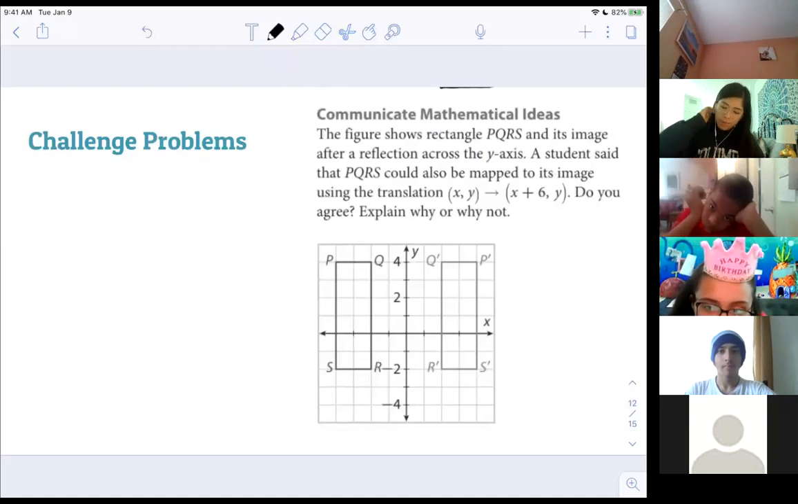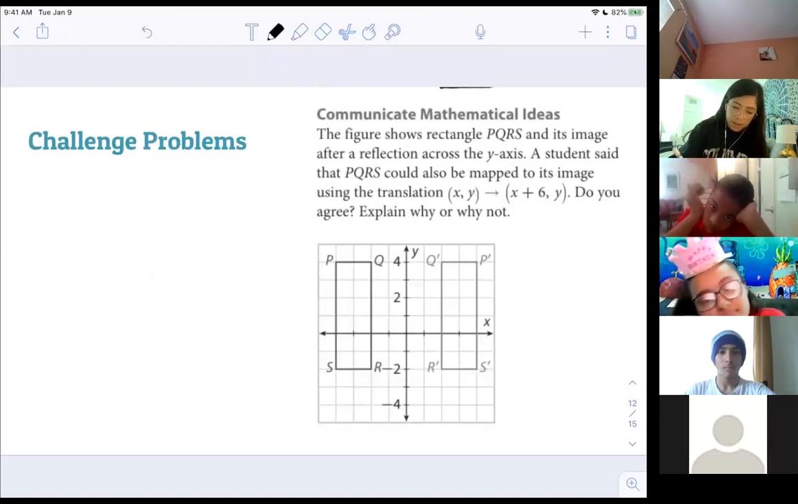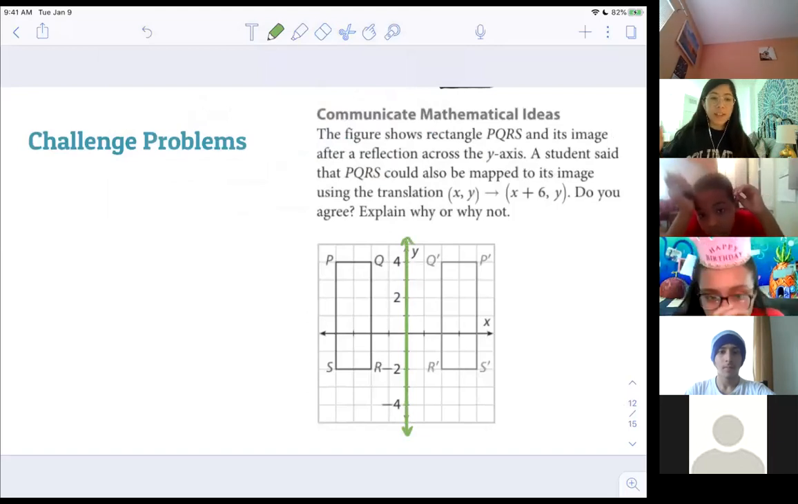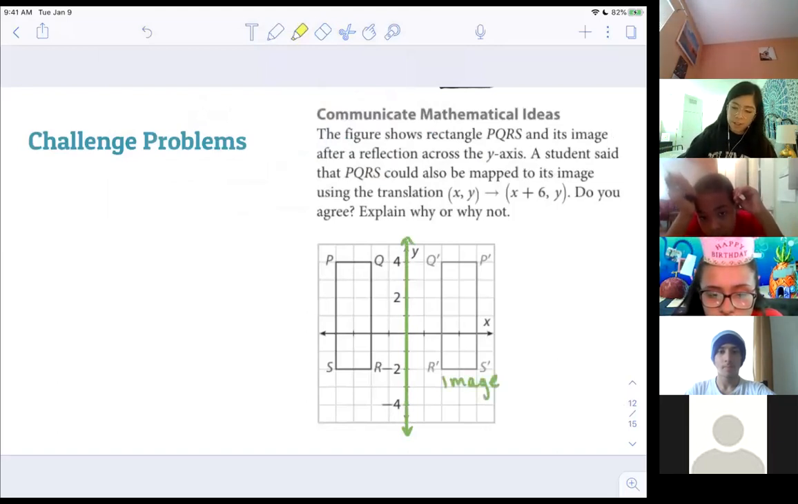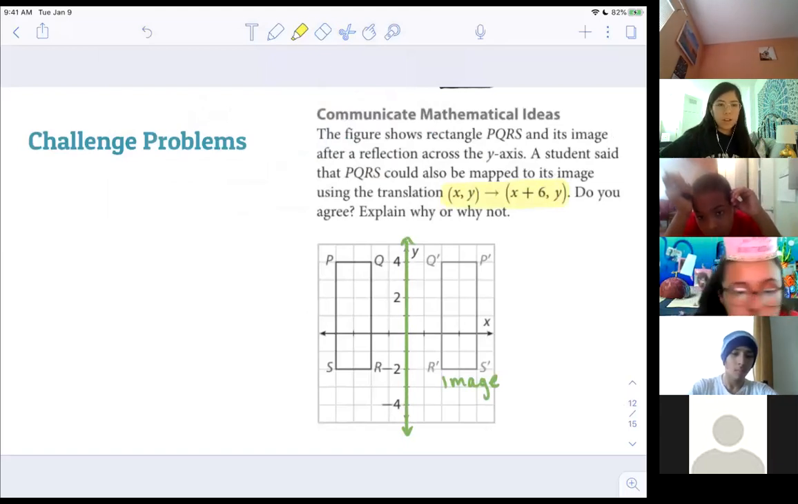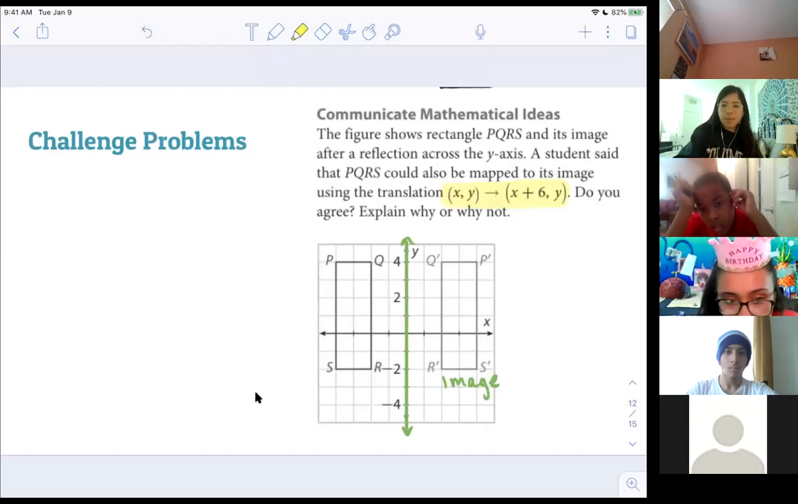All right. So I'm going to reiterate, basically it's showing us a reflection across the y-axis. And the question is, can you get the same exact image? So this is my image. Can you get the same exact image by doing a translation instead of a reflection? So if I use this translation rule, could I get the same image? I want everyone to look and think about it for a minute, and then we'll discuss. Do you get the same image?